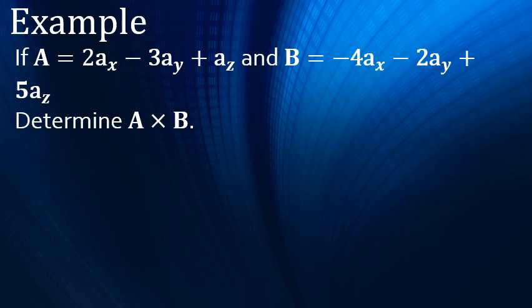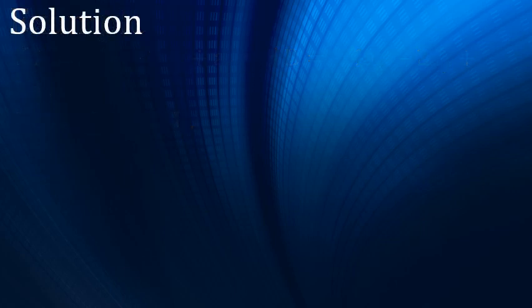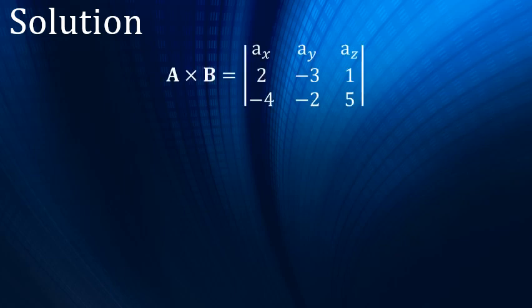For example, meron tayong vector A, 2ax minus 3ay plus az, tapos vector B, negative 4ax minus 2ay plus 5az. Determine A cross B. So, kapag ginamit na natin yung ganito, nilista natin yung ax, ay, az, tapos si 2, negative 3, 1 at negative 4, negative 2, 5 ay components ni A and B respectively.